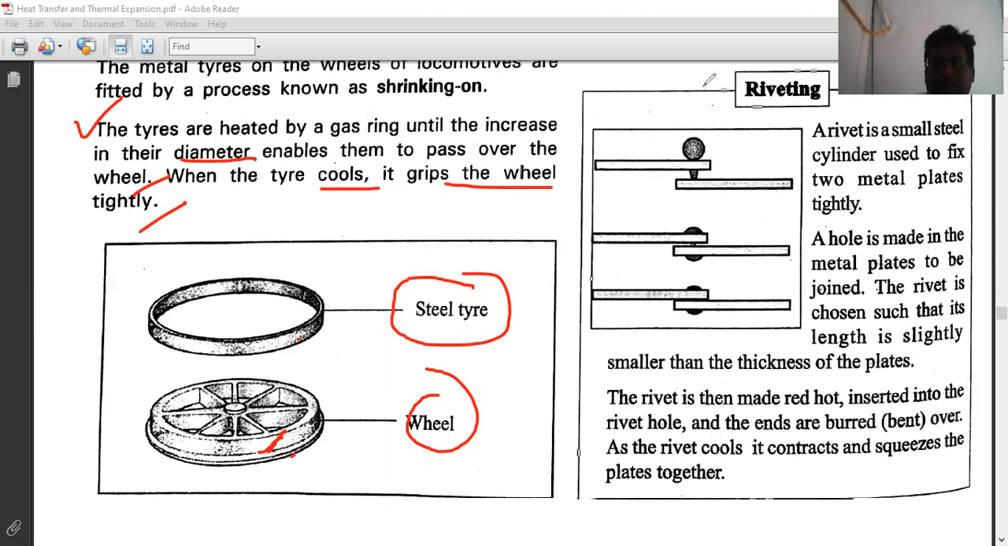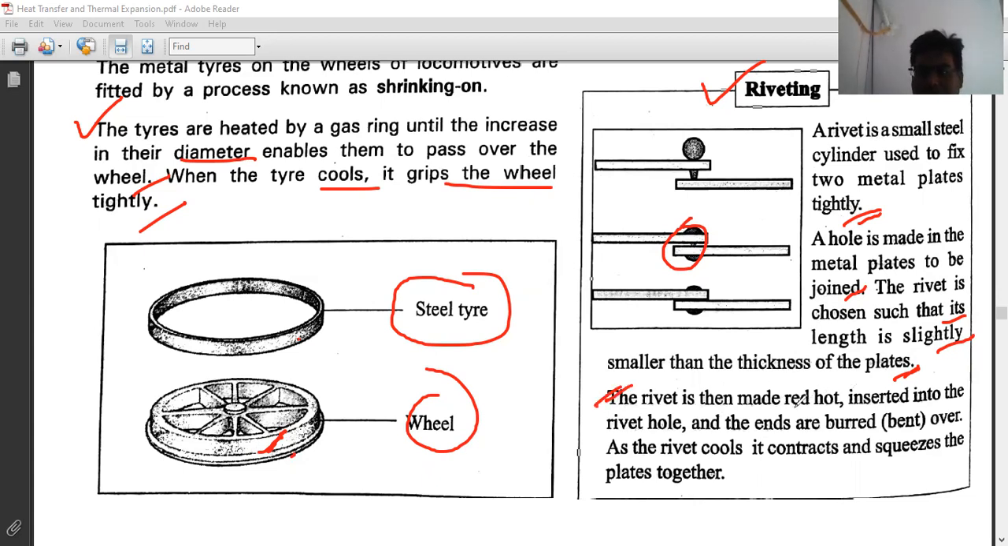Now look at the next process, that is riveting. A rivet is a small steel cylinder used to fix two metal plates tightly. So this is the process through which two metal pieces are fitted tightly. A hole is made in the metal plates of the joint. The rivet is chosen such that its length is slightly smaller than that of the plates. So the length is slightly smaller than the thickness of the plates. Okay?